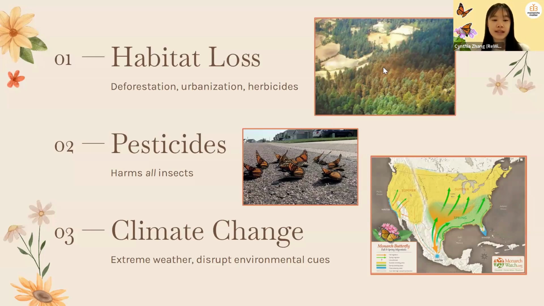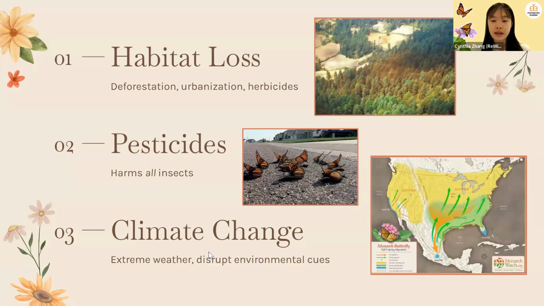And the second is pesticides. Pesticides, although we use them to get rid of pests, they often harm all insects. Here in this photo was a mass mortality monarch butterfly event that occurred a few years ago because of mosquito spraying, which harms butterflies as well. So it just shows that pesticides are not specific to any insects most of the time.